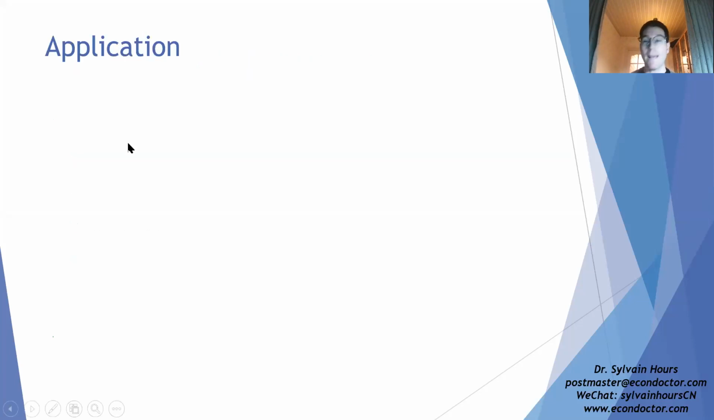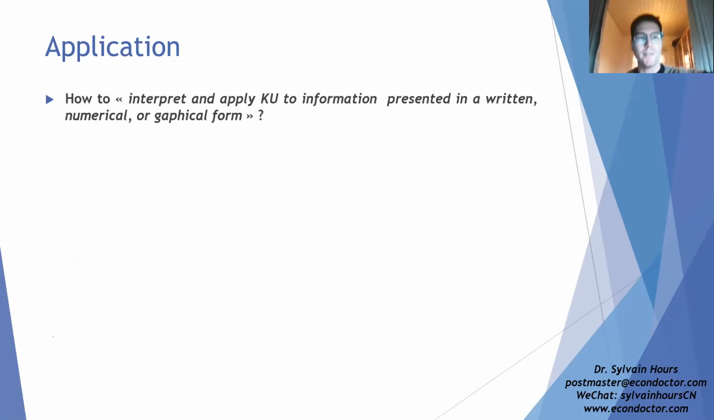Okay, application. Application is not very complicated to explain. Application is all about examples. But there are several types of examples. So that's pretty much how you show your application skills.